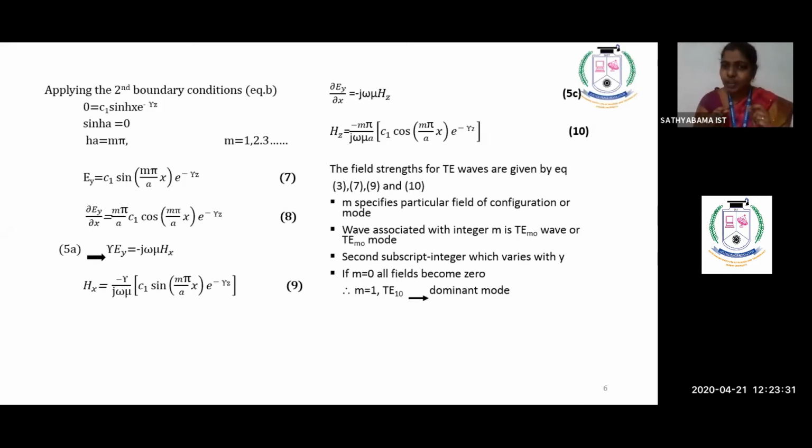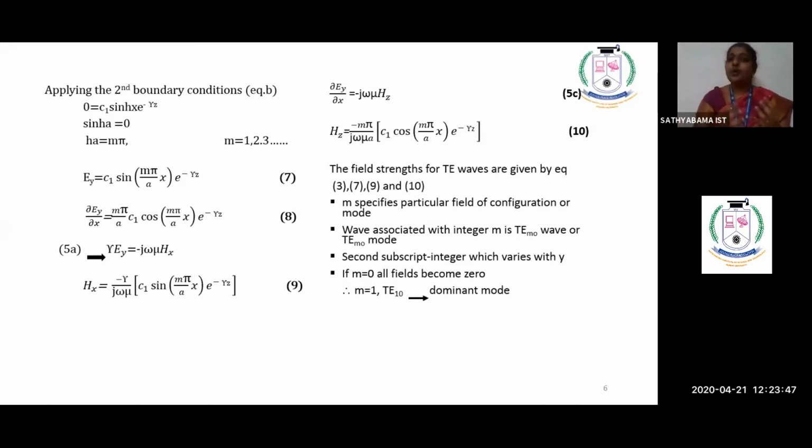What is that m called as? m is an integer varying from 1, 2, 3, not 0. Normally for a parallel plane, the integer varies as 1, 2, 3, etc. Then what is that a called as? That small a is called the spacing between the parallel planes.